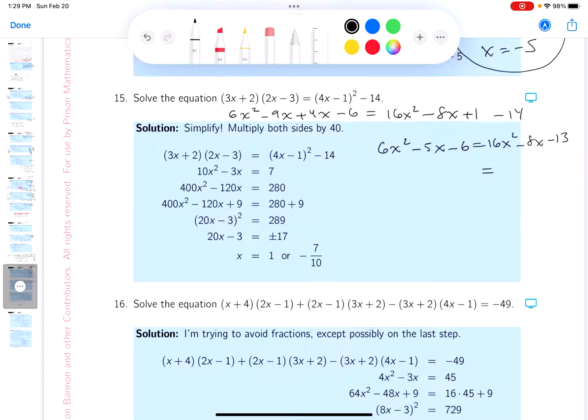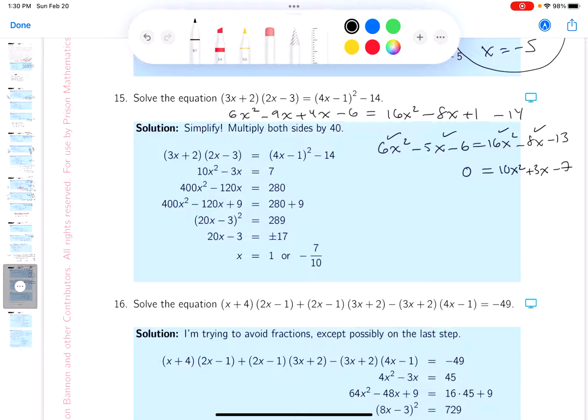Well, I'm going to take 6x squared from both sides. I would get 10x squared. That's done. And then I'd add 5x to both sides. I would get 3x. That's done. And then I would add 6 to both sides. And what are you going to get? You can get minus 7, and that equals 0. Right? So I'm at that stage there.